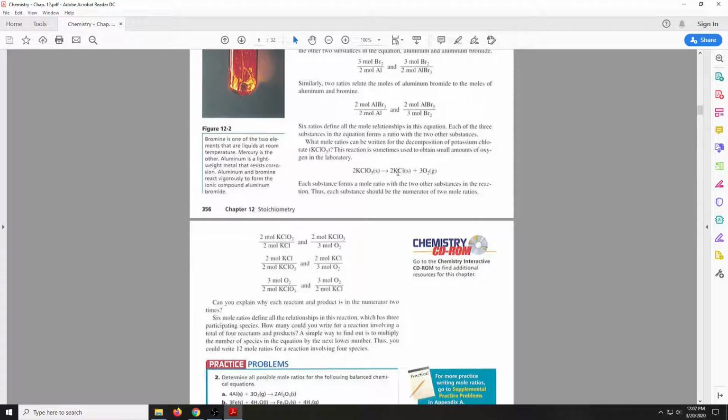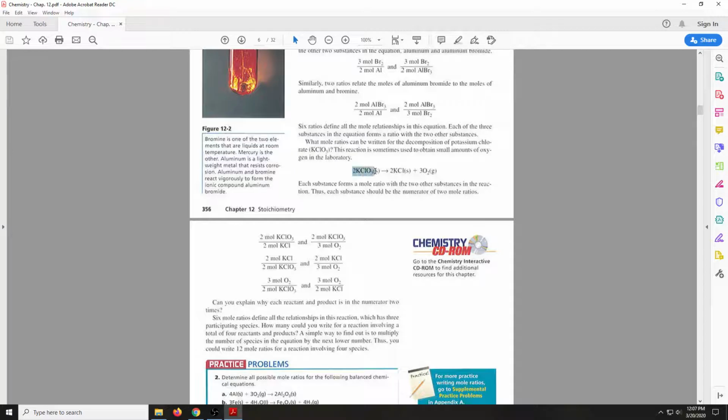2KClO3 breaking down yields 2 KCl plus 3 O2. Alright, so for every 2 moles of this, how many moles of this do I have? Well, that's 2 to 2, right? That number is 2. That number is 2. So 2 to 2. What about KClO3 compared to oxygen? Well, that's 2 to 3. 2 to 3. And we do that with each compound.